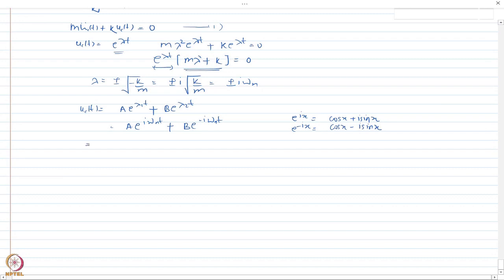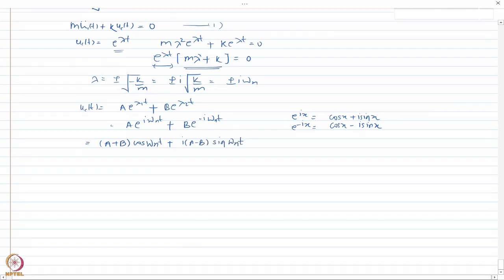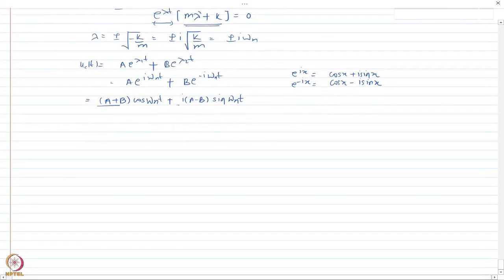Then rearrange the terms to obtain a plus b times cos omega n t plus i times a minus b times sin omega n t. These two are unknown coefficients that I need to find out. I'm going to represent them with two unknown coefficients here, and I can write it as c cos omega n t plus d sin omega n t. So this is the complementary or the homogeneous solution.